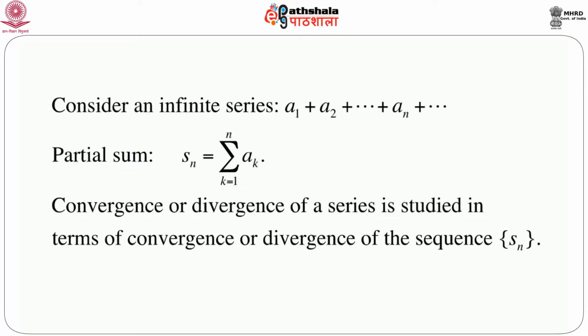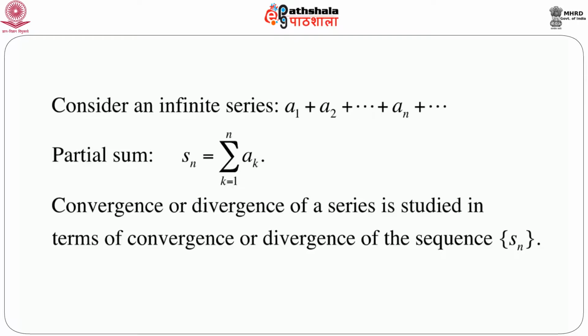So, let us first consider an infinite series a1 plus a2 plus dot dot dot an and so on. For the sake of simplicity, we first assume that all these an's, that is a1, a2, an and so on, are all real numbers. We define a partial sum Sn as the sum of the first n numbers in that series, that is summation k equals 1 to n of ak.